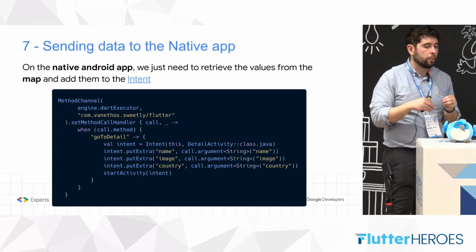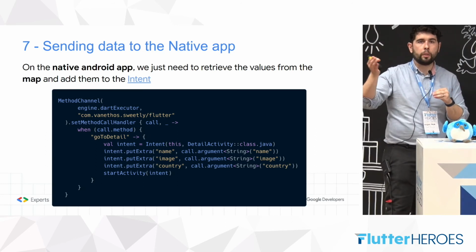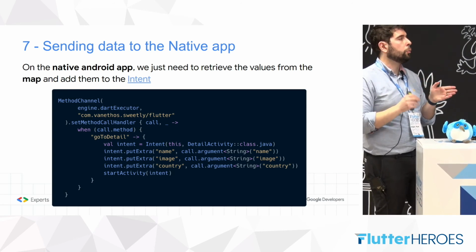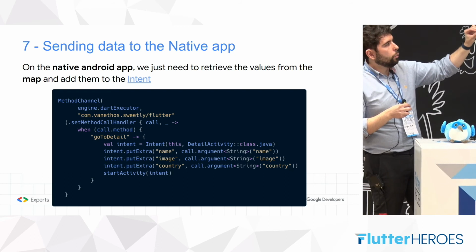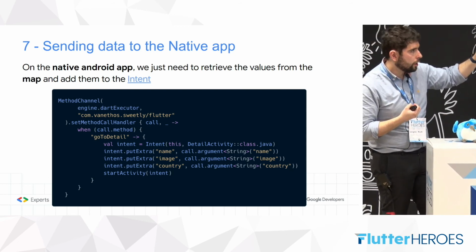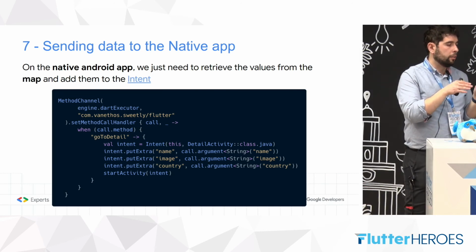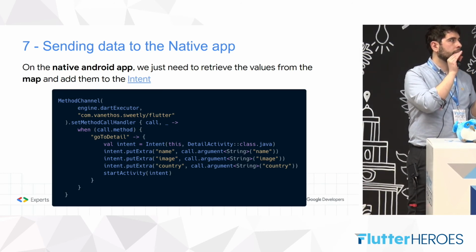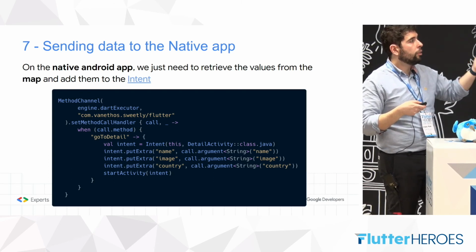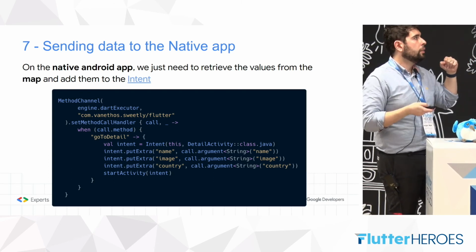So before we were only handling the intent, going to a new activity, but remember we need to have the detail, the specific item that we are going to use, so we can get the call.argument string, so everything from that map that we pass from Flutter to the native application, and we can put everything in our intent to display the new activity.